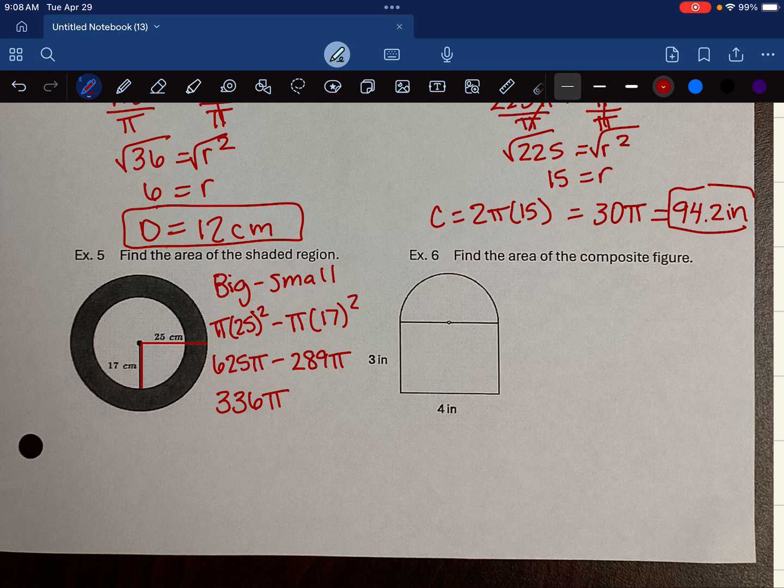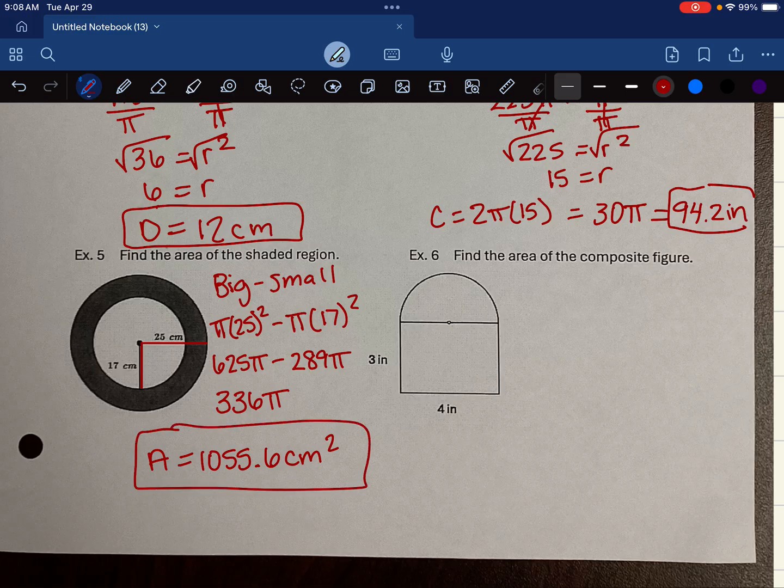What if it wants a decimal answer? Just do 336 times pi. You can type 336 pi and hit equals. It's the same thing, okay? 1055.57. It didn't tell you which way to round, so if it doesn't tell you, I will usually take the tens place. I'm not going to be picky if it doesn't tell you exactly.